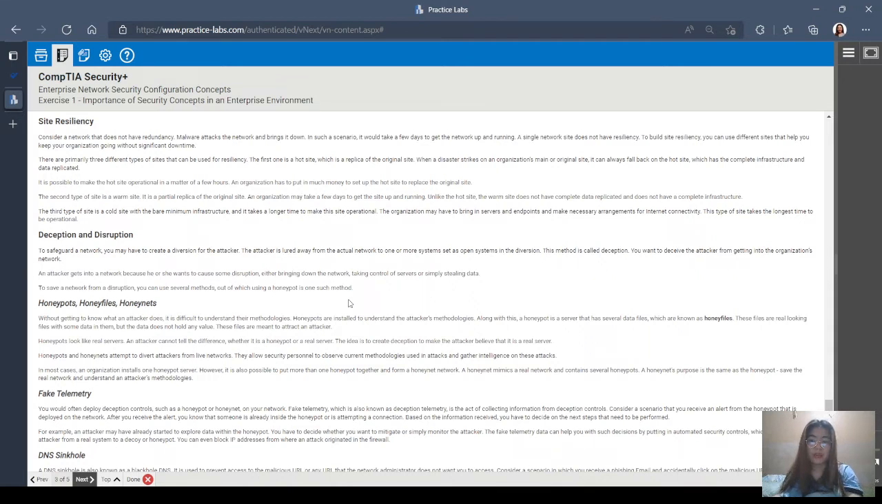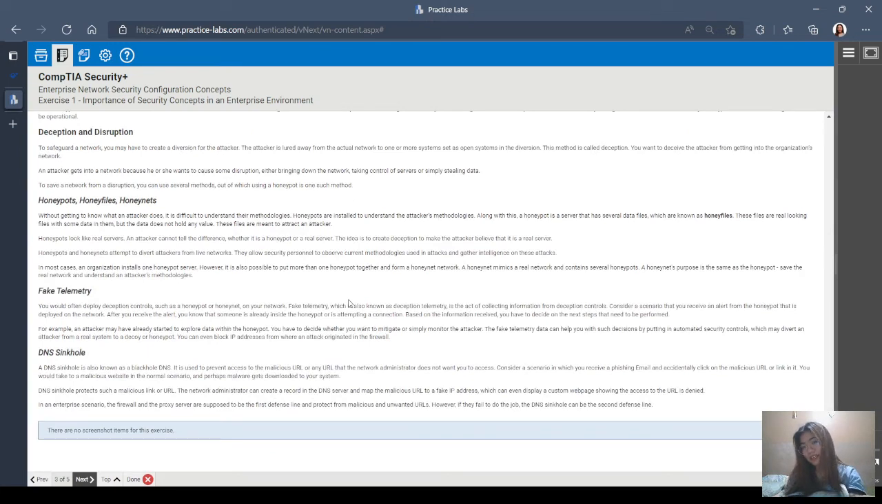The third type of site is a cold site, which has the bare minimum infrastructure, and it takes a longer time to make the site operational. The organization may have to procure servers and endpoints and make necessary arrangements for internet connectivity. This type of site takes the longest time to be operational.